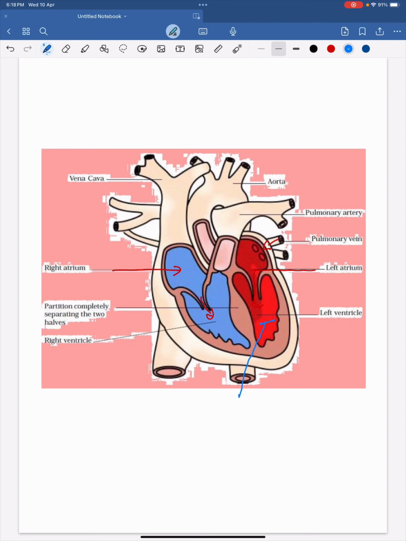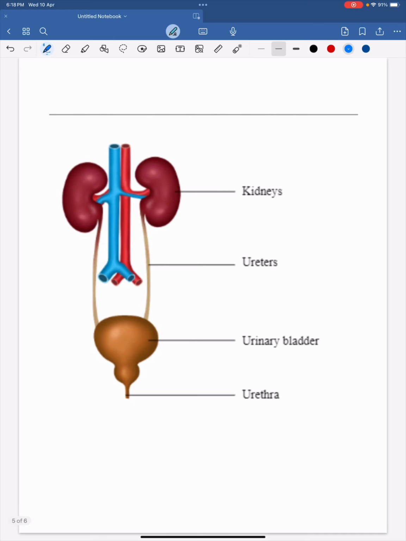From here it is pumped to the left ventricle, and then it is pumped to all the other parts of the body. Now let us learn the working of the urinary system. So these are the kidneys. These receive unpurified blood, and there are some tiny units called nephrons. There are approximately 1 million nephrons in a kidney.